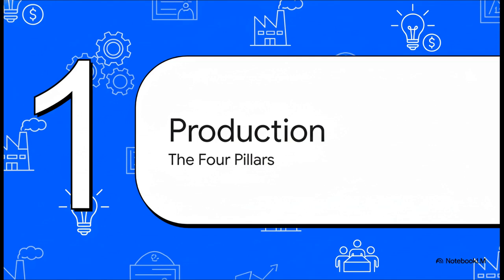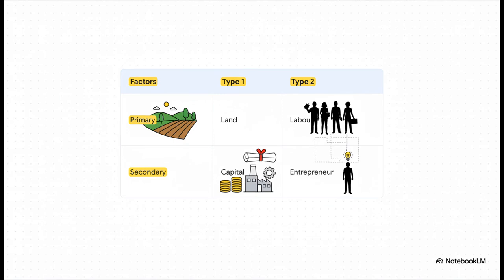All right, first up, production. Let's start with a really basic question: how does anything actually get made? Where does it all start? Well, it all boils down to what we call the factors of production. Think of it like this. The whole world of production is built on four main pillars. We split them into two groups. First, you have the primary factors. These are the absolute basics, land and labor. Then you've got the secondary factors, capital, which is like the tools and money, and the entrepreneur. That's the mastermind who brilliantly brings the other three together.